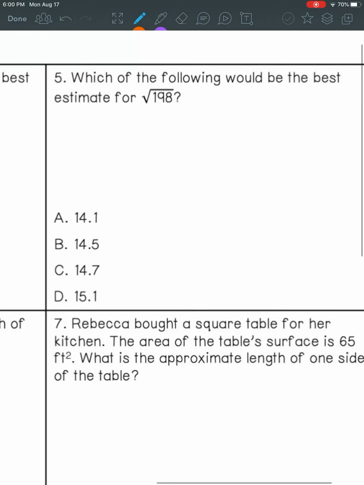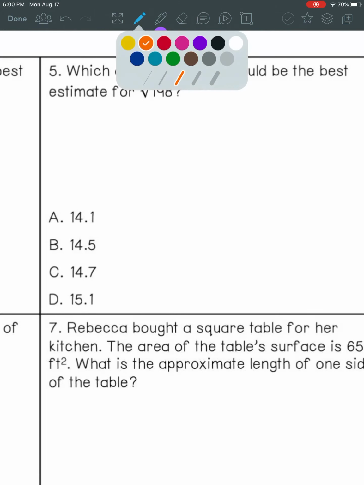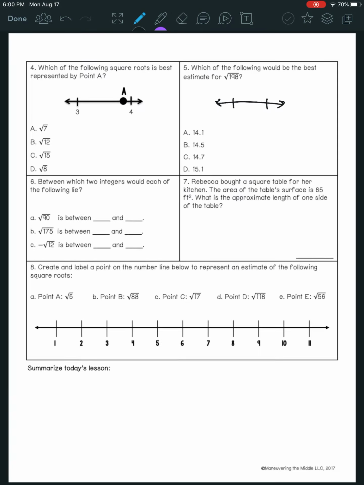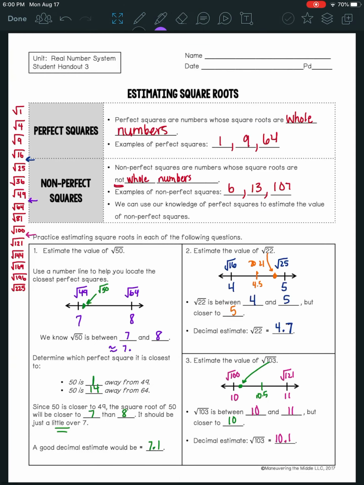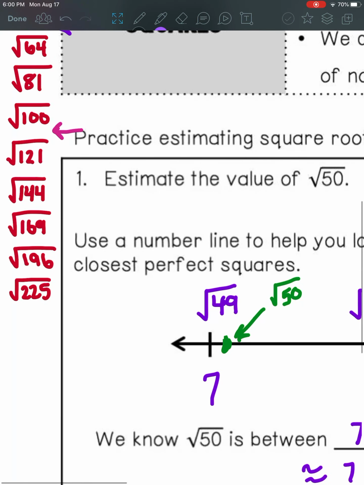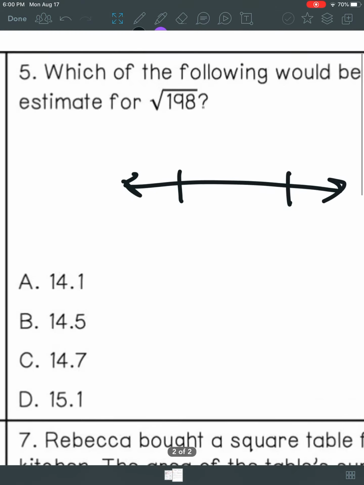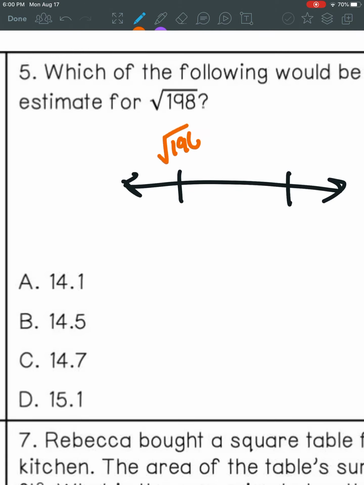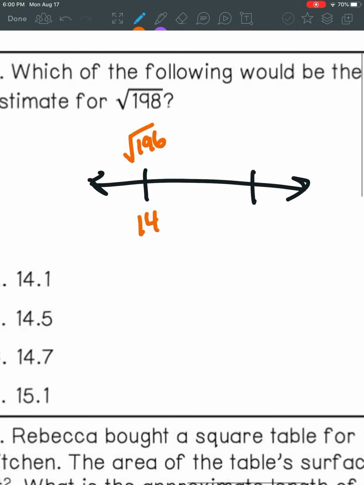Okay. Next one, which of the following would be the best estimate for the square root of 198? So I'm going to draw our own number line here and think about what two perfect squares 198 falls between. If you forget, go to that page before. I have them all written down. So the square root of 198 is going to fall in between, down here, 196 and 225. So the square root of 196 gives us 14 times 14, so it gives us 14. And then the square root of 225, 15 times 15.